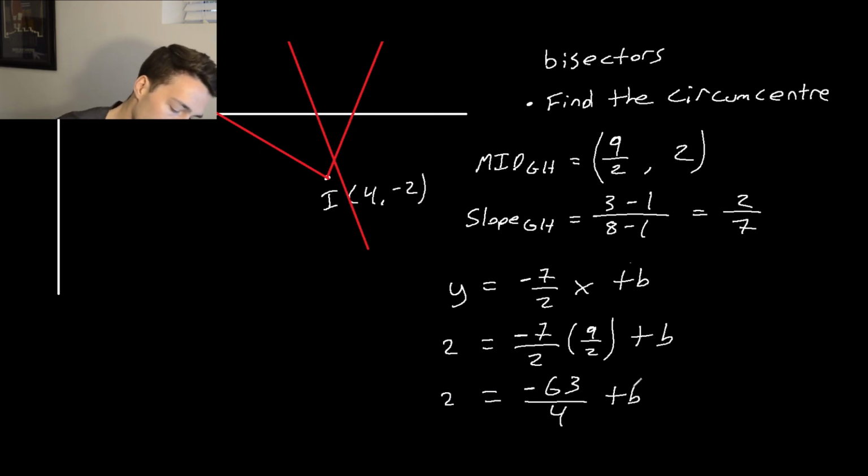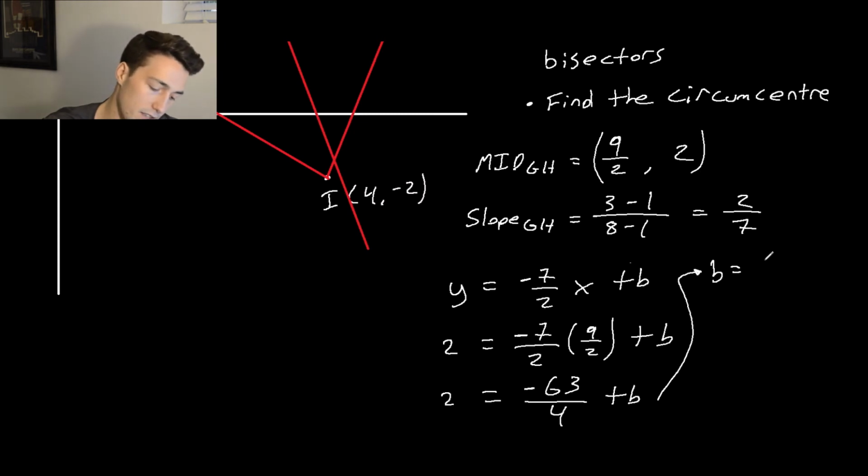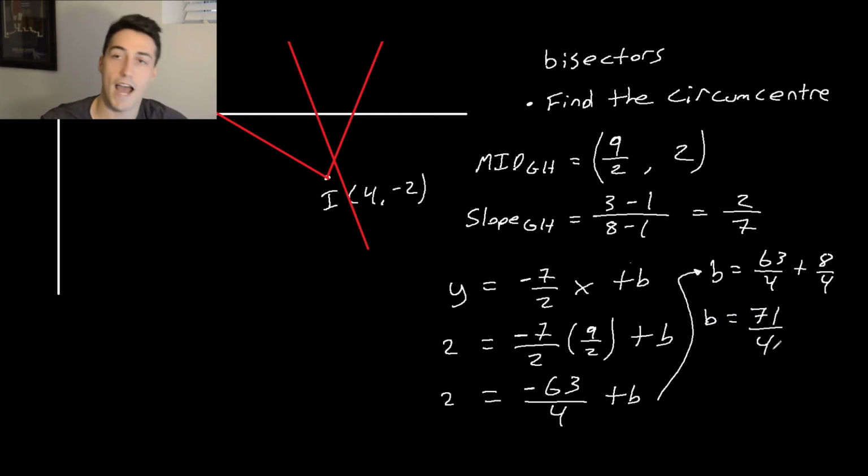And if we solve for b, I'll do it over here. We'll get b is equal to, and I'm going to write the 2 as 4 over 2 now to get to the common fractions. So 63 over 4 plus, I'm going to have to do 8 over 4. So I'm basically just saying 2 is now 8 over 4. And so we get b is equal to 71 over 4. So now we have all the values that we need to write our equation.